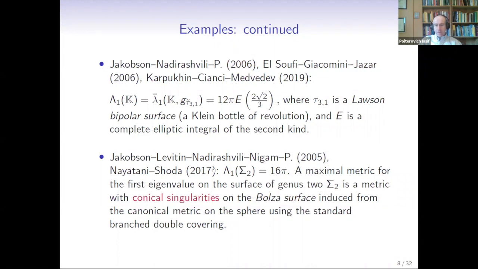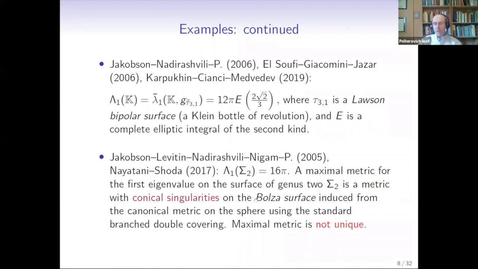This was first presented in our joint work with Jakobson, Levitin, Nadirashvili, and Nigam. However, we were not able to complete the proof analytically. There was a certain piece that hinged upon a numerical calculation that we had done, and it was not entirely satisfactory that there was no analytic proof. A very nice proof has appeared a few years ago due to Nayatani and Shoda, that used some quite different ideas from the theory of minimal surfaces that, in fact, motivated us to consider the case of spheres that I'm going to talk about in a few minutes.